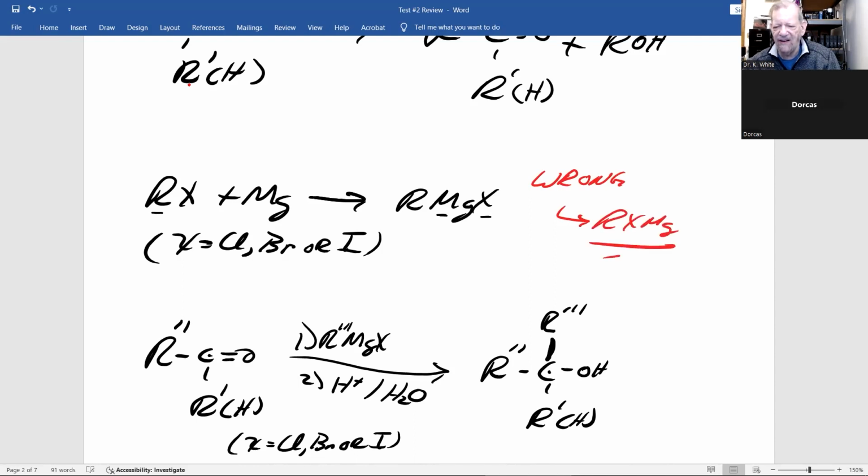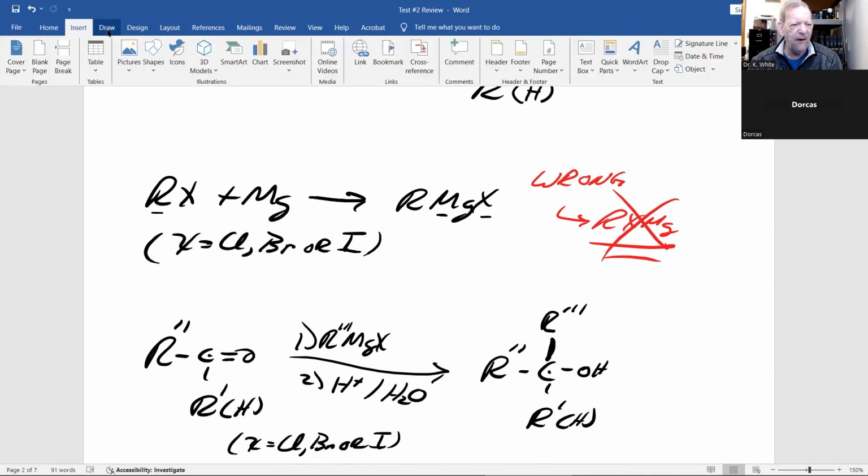This is wrong. Nothing exists. Remember, the carbon is bonded to magnesium, and the magnesium is bonded to halogen. And the halogen can be chlorine, bromine, or iodine.